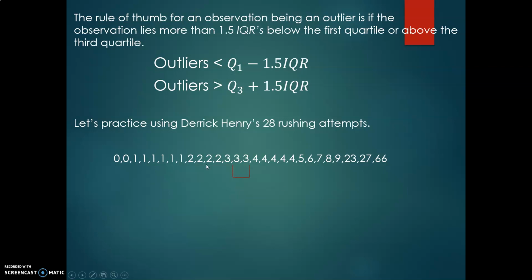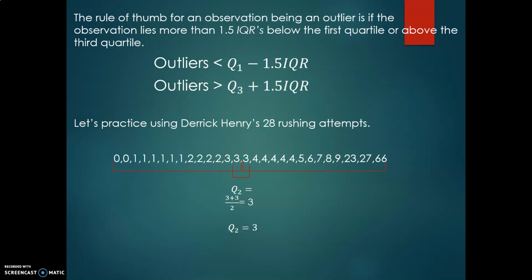So if we count over, okay, there are 28, so we count over and we get 14 and 15, because those would be our two middle numbers. Okay, it's 3 and 3. Well, if we add those two together and divide by 2, that gives us Q2, or a median of 3. That now splits our data into two separate groups.